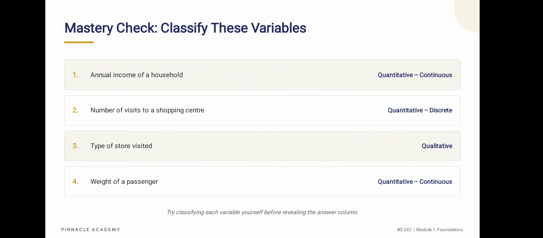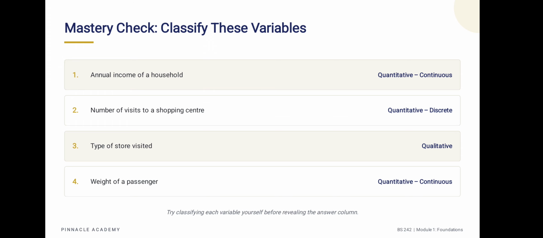So, let's now put this into practice, because reading a rule is one thing, but applying it under exam pressure is another. I'm going to give you 4 variables that have actually come up in past paper sessional questions, and I want you to pause the recording after each one, decide the classification for yourself, and then we'll listen for the explanation. Let's go through them one at a time.